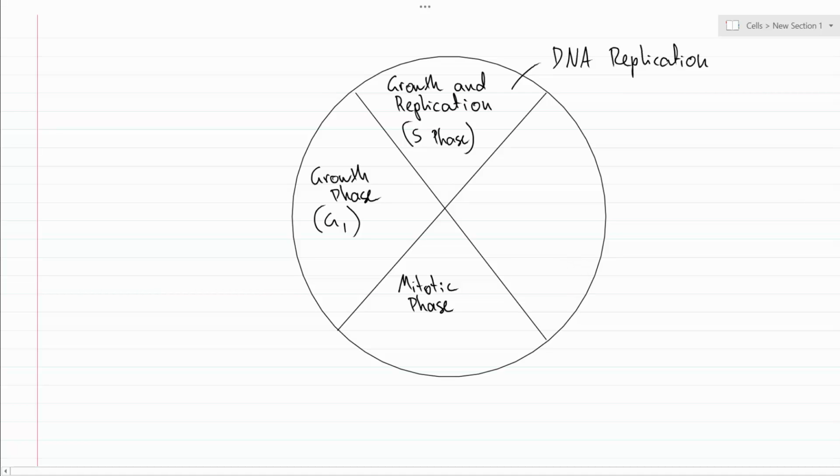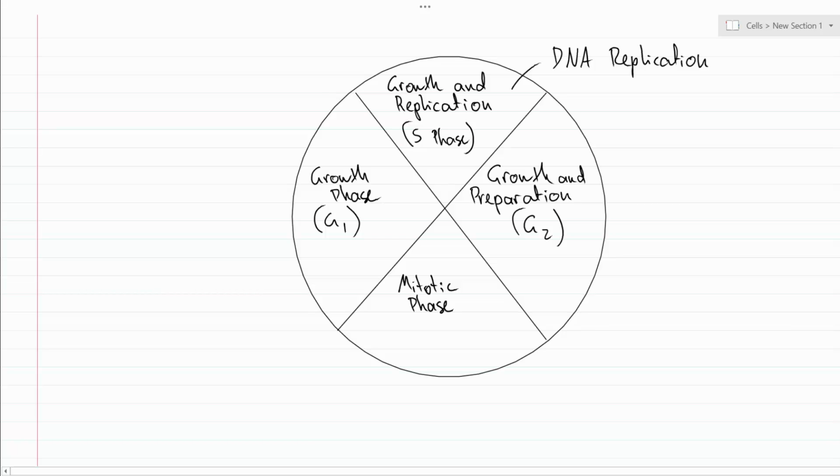And then finally, we will have another growth phase. This is where preparation will take place, getting ready for the cell to divide. We call this the G2 phase.